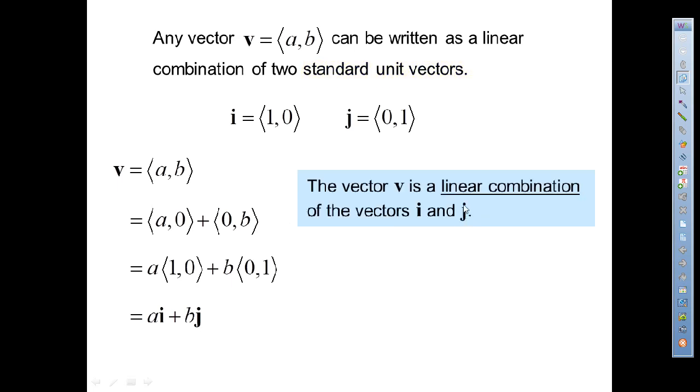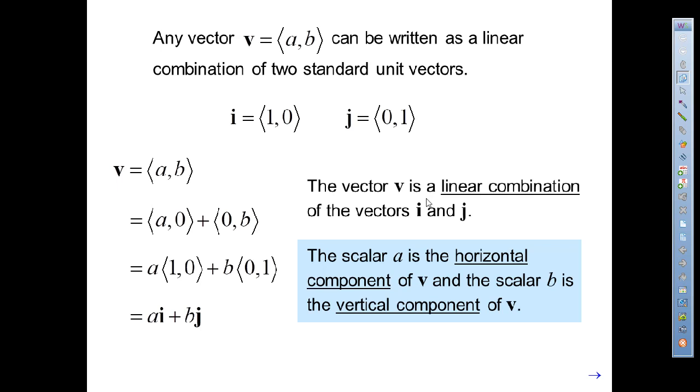Now, the vector v is a linear combination of the vectors i and j, where i is the vector in x component only, and j denotes the vector in the y part. Now, the scalar a is the horizontal component of v, and the scalar b is the vertical component of v.